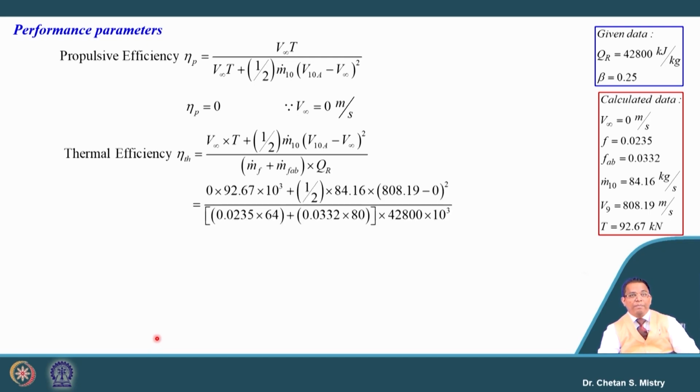Let us look at what is happening with the thermal efficiency, and if you look at this number, it says when we are incorporating the afterburner, here in the denominator we are having m dot f plus m dot f a b, and that is the reason, since we are adding a lot of fuel in the afterburner. That will lead to reduced thermal efficiency, and this number is coming 15.43%, and overall efficiency or thermopropulsive efficiency is coming to be 0.